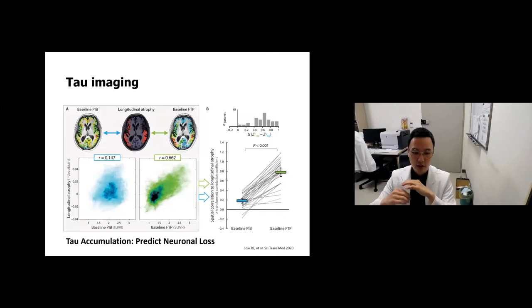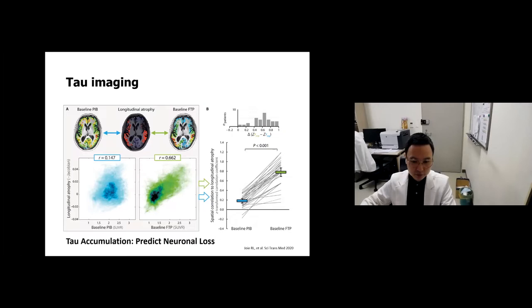The importance of tau imaging is shown by a study showing that prospective longitudinal atrophy in Alzheimer's disease correlates with the intensity and topography of baseline tau PET, but not the amyloid PET. What it means is that tau pathology is a major driver of local neurodegeneration, and it highlights the relevance of tau PET as a precision medicine tool to help predict individual patient progression. It also implies that it can be used in future clinical trials. So briefly, it shows that tau accumulation can predict neuronal loss.